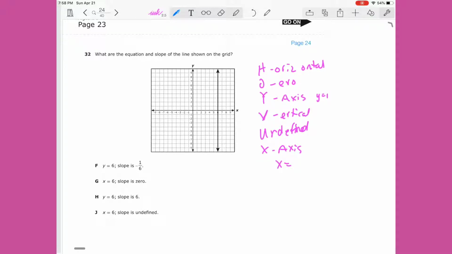So this is a vertical line, so that means that's going to be an x equals the number that this is going to go through, which is negative 6. So that is our answer choice, J.